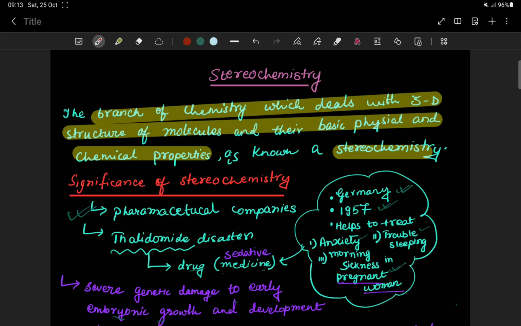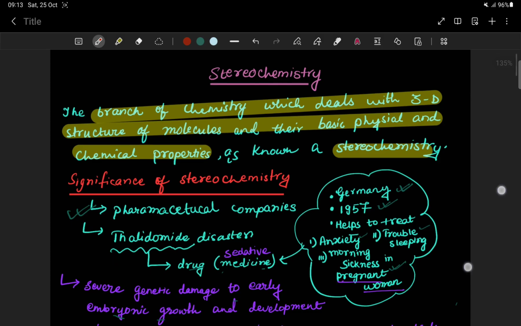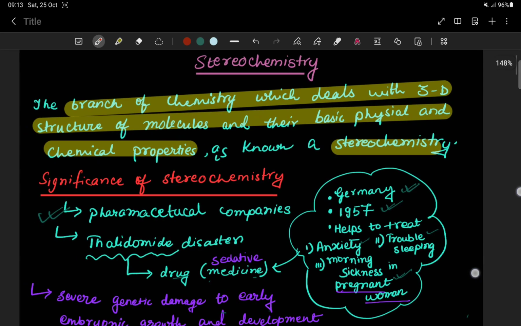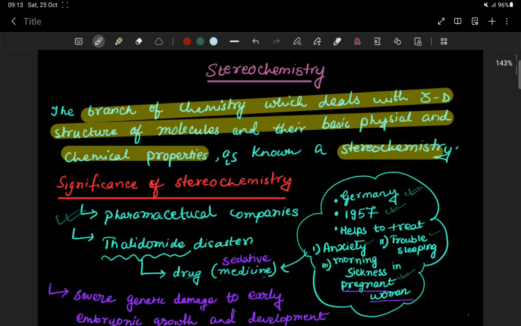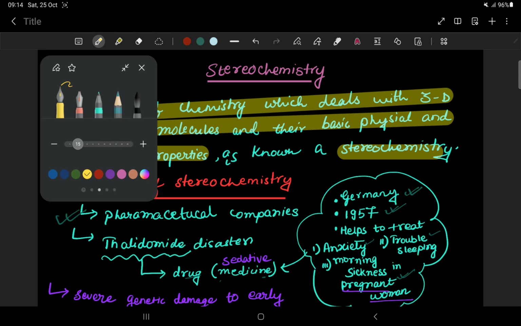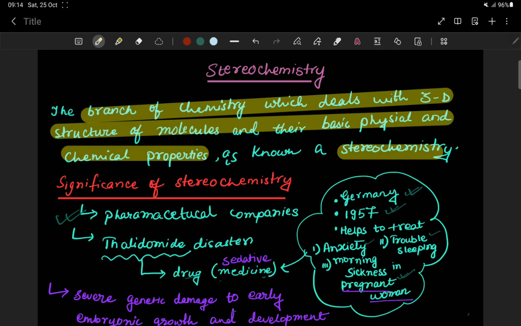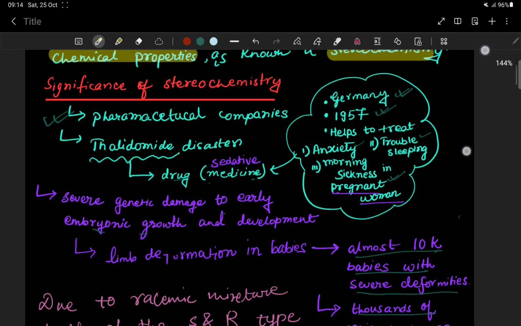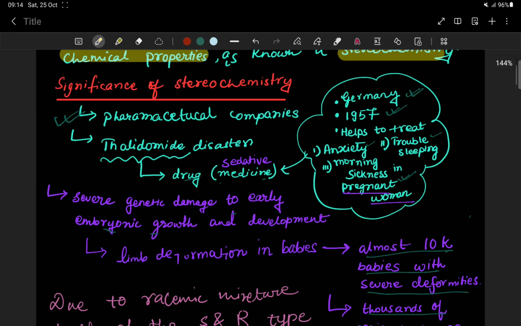So, I will just give a short recap of the stereochemistry introduction, as I have already taught this in my previous lecture. You can refer to it. Meanwhile, I will give you the whole brief and continue from where I left. Stereochemistry is the branch of chemistry which deals with the 3D structure of molecules and their basic physical and chemical properties. The significance of stereochemistry is written over here.